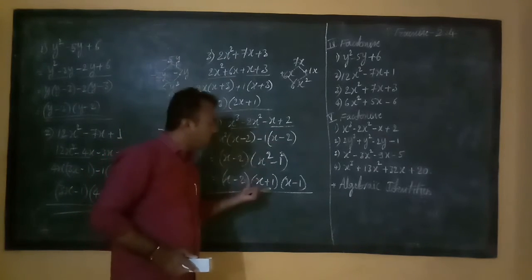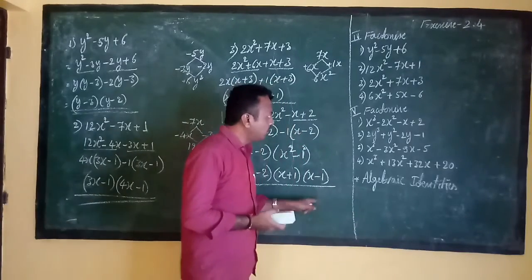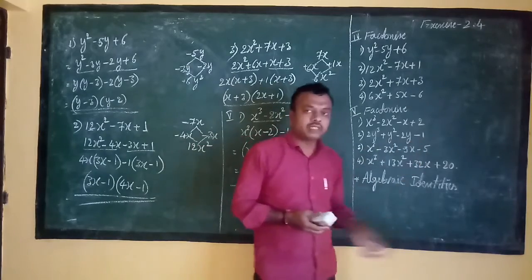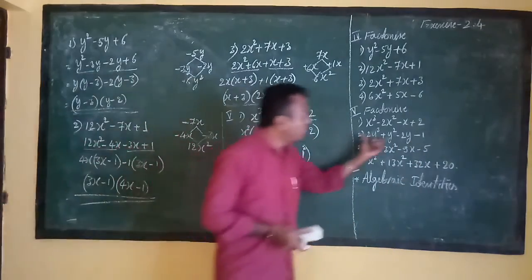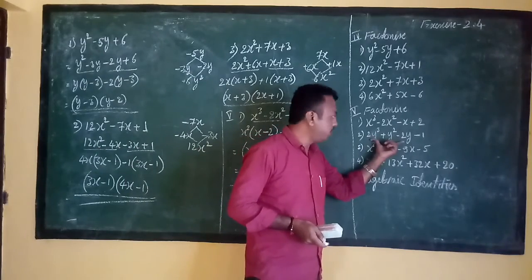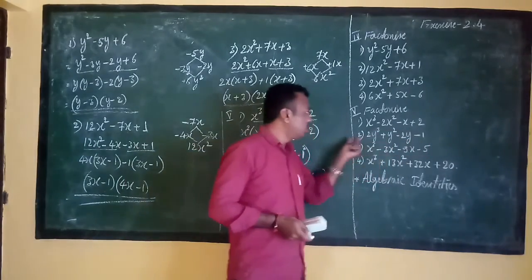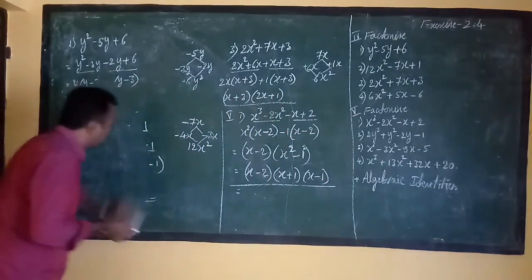So like that, we have to make the group and factorize it. Yes, next question: 2y cube plus y square minus 2y minus 1. This is also a grouping method question. We have to solve it using the grouping method. Let us check whether it is in the grouping method or not.